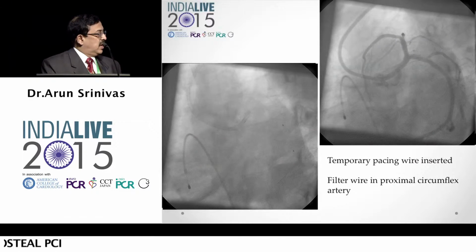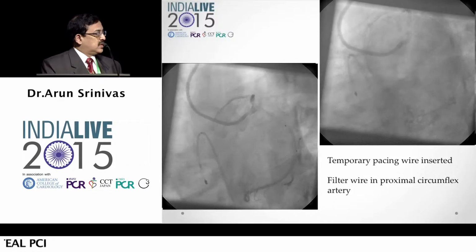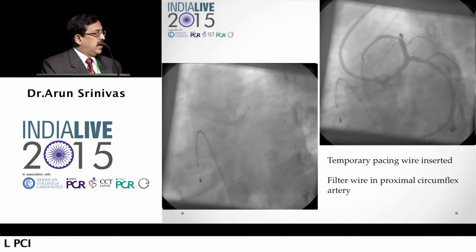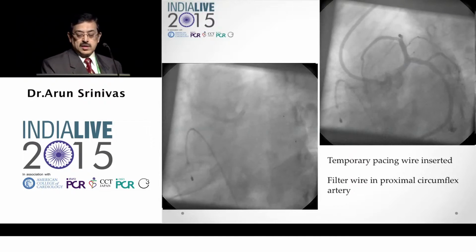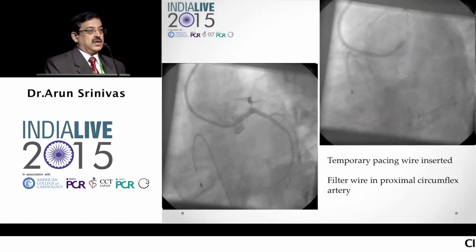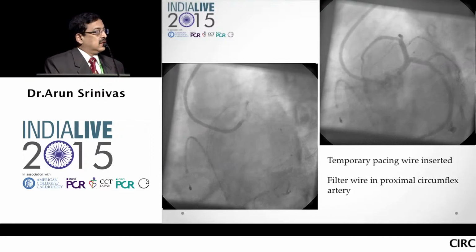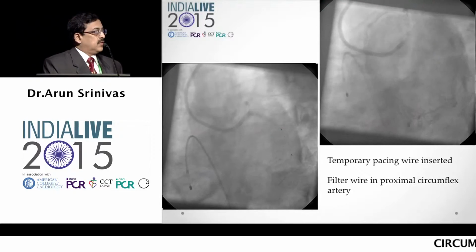What was done for this case was put in a temporary pacing wire and also a filter wire into the circumflex artery to protect the large dominant circumflex artery against thrombus migration or embolism of the circumflex artery.